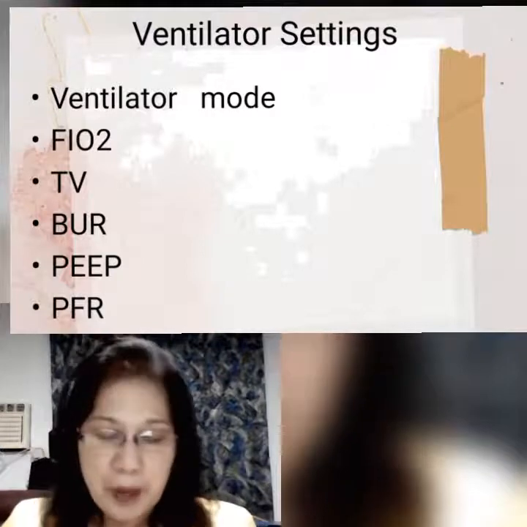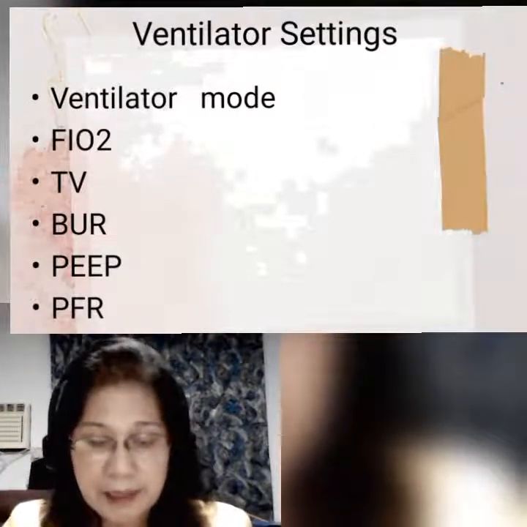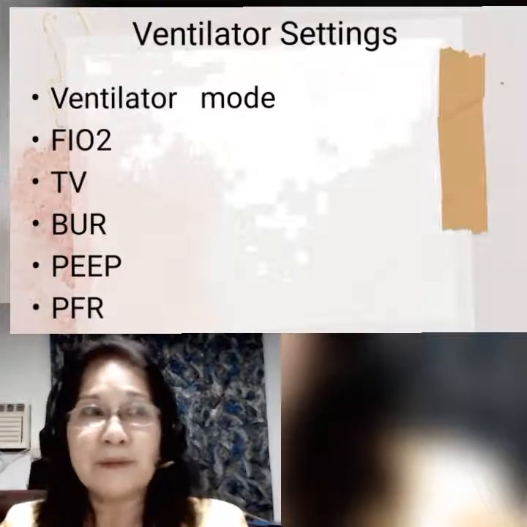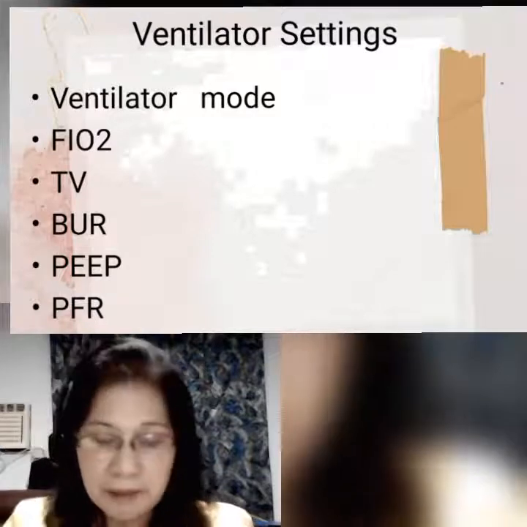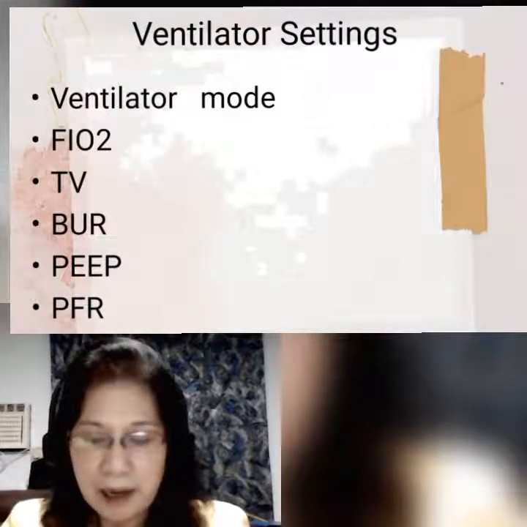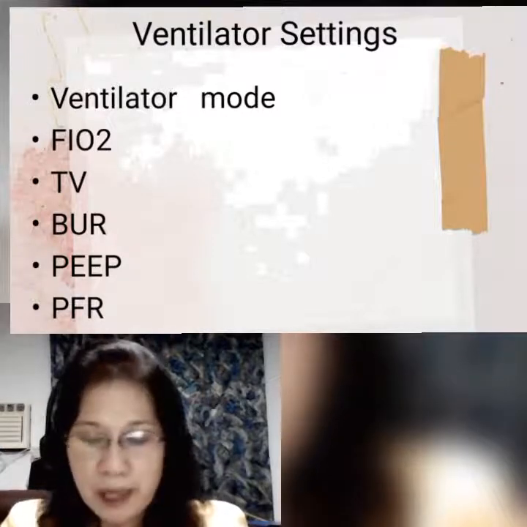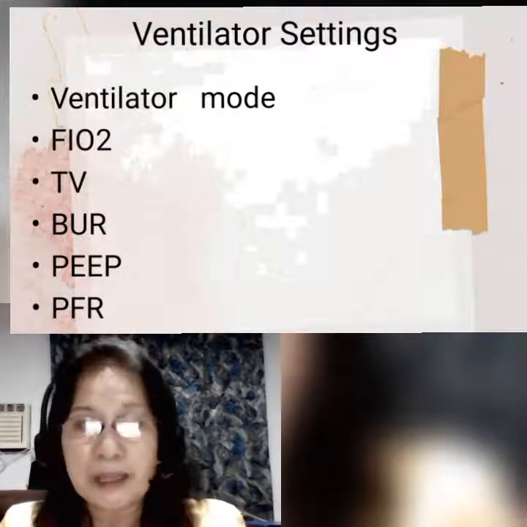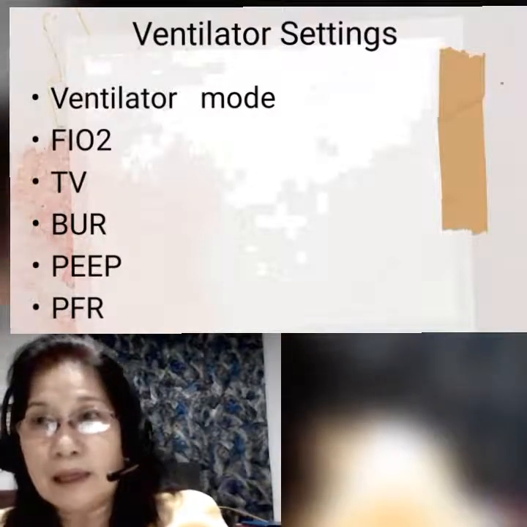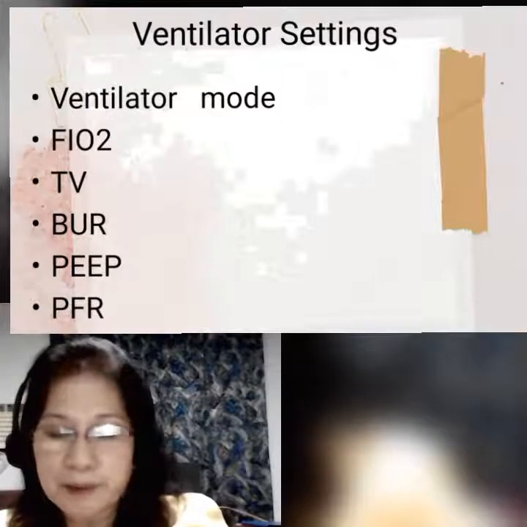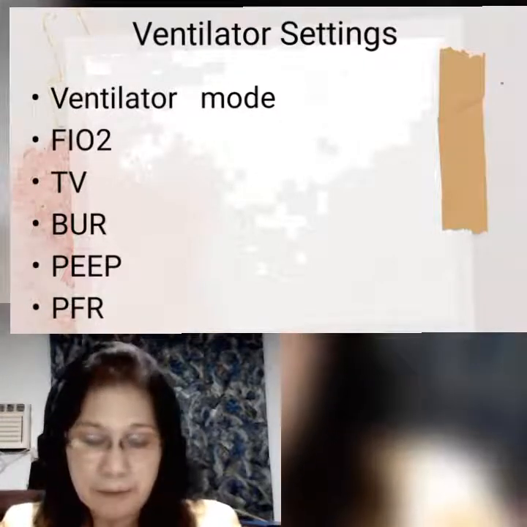Another one is your backup rate. The backup rate means, for example, if the patient's rate is 16 and you set the ventilator at 18, this sets the backup rate about 4 breaths per minute below the patient's spontaneous rate. For example, 18 is your patient's rate, but you set the ventilator to 16, okay?